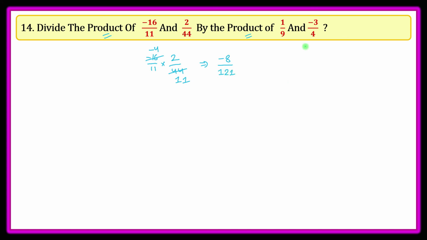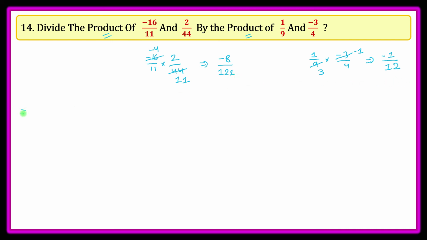That is one number. And the second number is 1 upon 9 multiplied by -3 upon 4. Cancelling the factor again, we get -1 and 3. 3 into 3 is 9, 3 into -1 is -3. So I'm going to get the answer as -1 upon 12. So now it is saying divide -8 upon 121 by -1 upon 12.